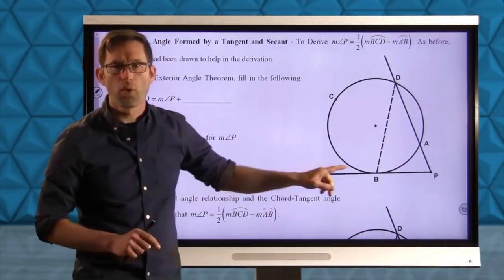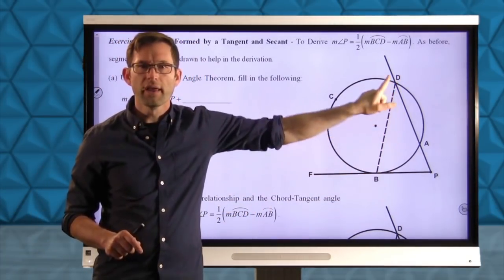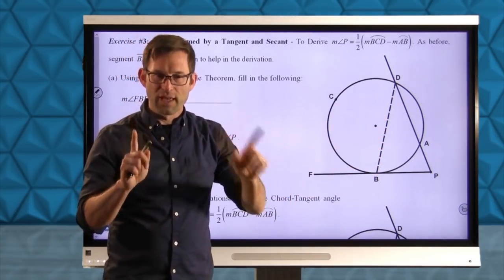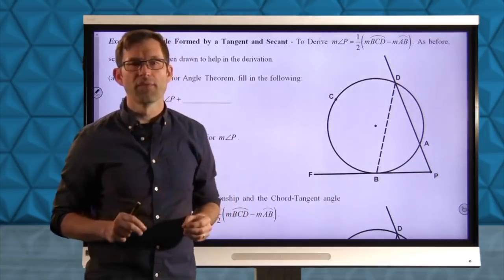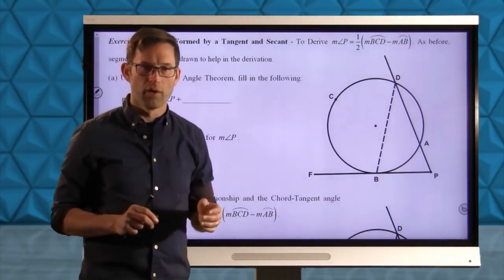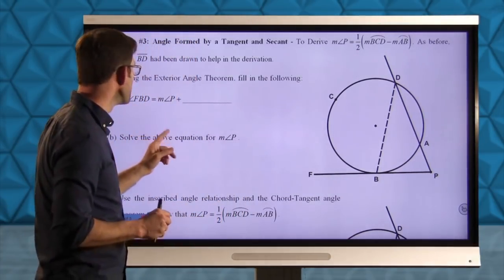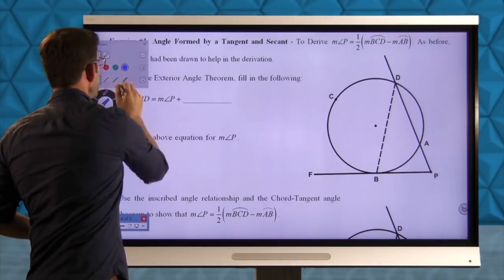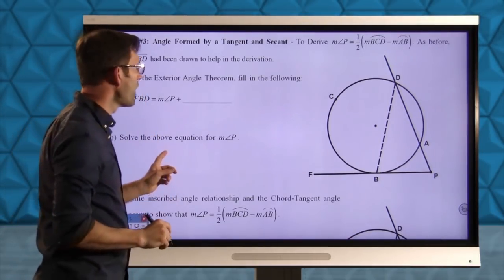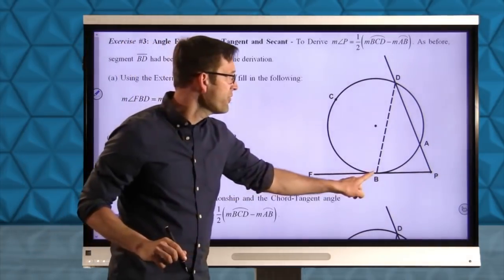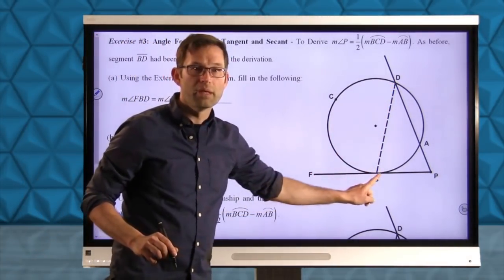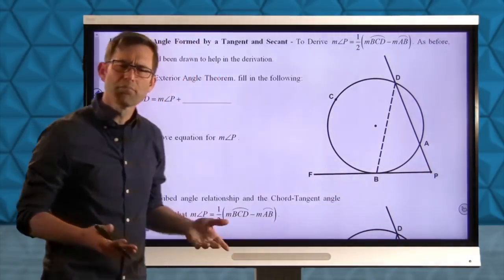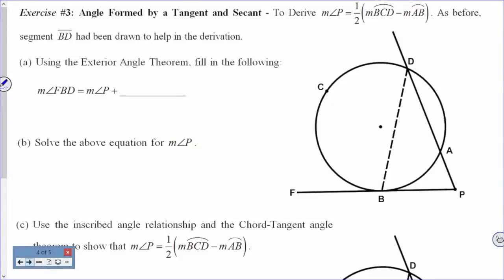And just like before, we have to actually draw in this little extra segment to help us out. And for exactly the same reason, we need to get the exterior angle theorem involved. So let's take a look. Letter A, it says, using the exterior angle theorem, fill in the following. The measure of angle FBD, all right, is equal to the measure of angle P plus what exactly?